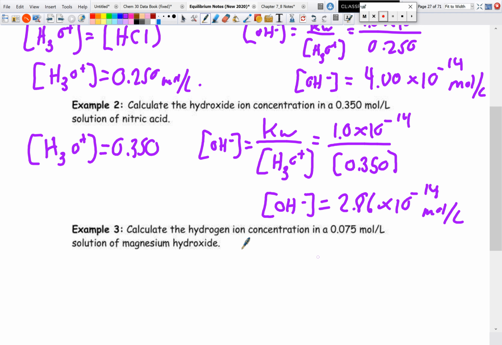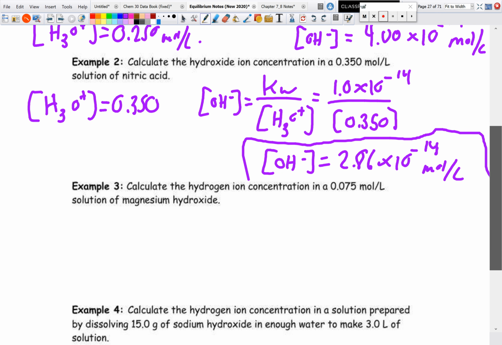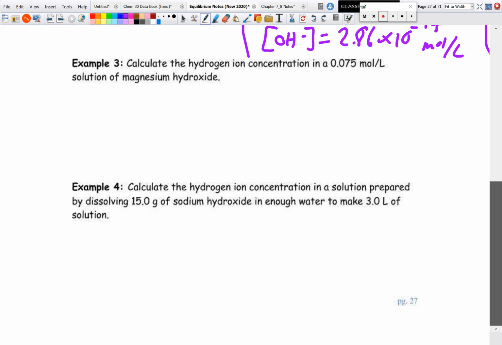And when you do this one, you should get the concentration of hydroxide being 2.86 times 10 to the power of negative 14 moles per liter. So that's how we solve for the acid ones. Now, like I said, the base ones are going to be a little different. So I'm going to do example 3 with you, and then hopefully you can do example 4 on your own.